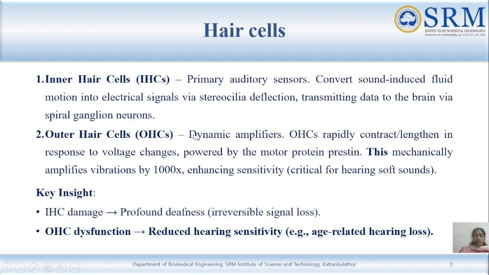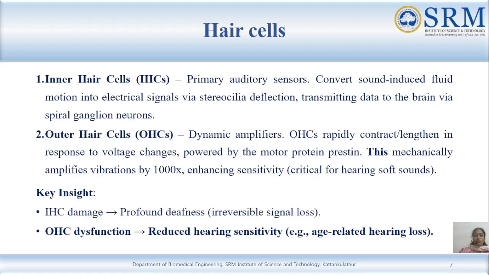So as we described, we have two primary hair cells, which is the inner hair cell and the outer hair cell. The inner hair cell is the primary auditory sensor, and they convert the sound induced fluid motion into electrical signals via stereocilia deflection, transmitting the data to the brain via spiral ganglion neurons. The outer hair cells are the dynamic amplifiers. They rapidly contract and lengthen in response to voltage changes powered by the motor protein prestin.